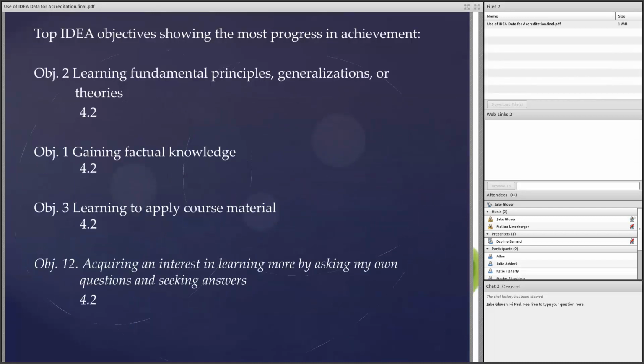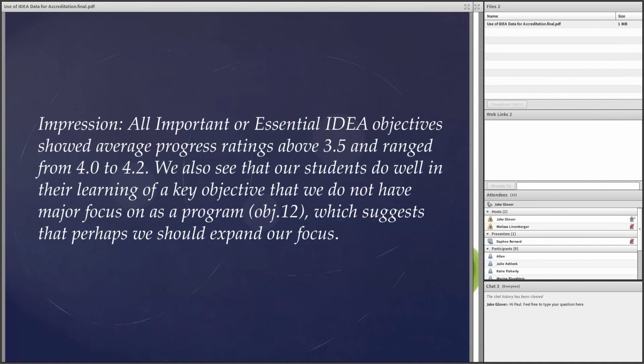When we looked at 12 as being one of the higher graded objectives, what we took out of that was perhaps it suggests that we might need to expand some of our intentional focus. In other words, we've been addressing Objective 12 and hitting that outcome without even doing it intentionally. We actually did it by accident, but I'm glad that it all worked out.